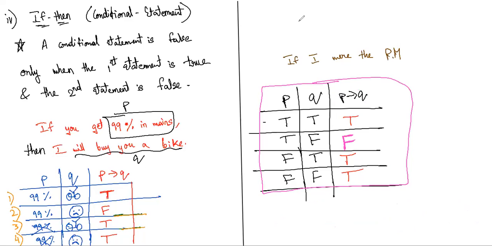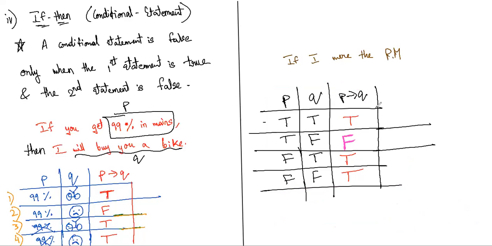Okay. Mains में the most important way in which they ask questions related to this. For that you need to know little something extra. Okay. Now let us take a small flashback. Look at this truth table. 3 values are true and only 1 value is false.